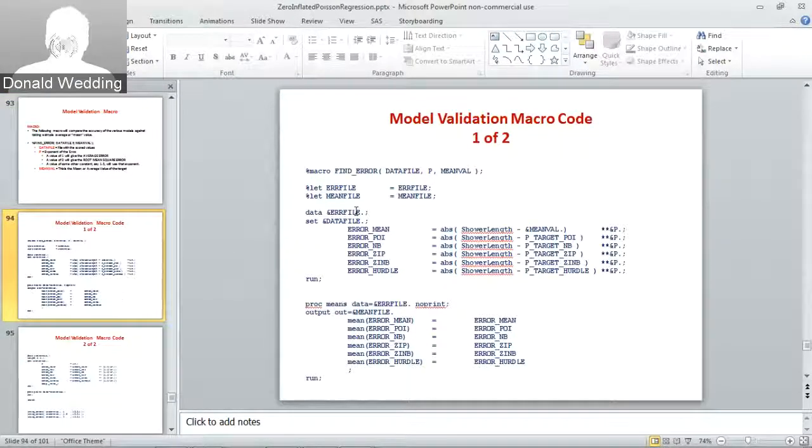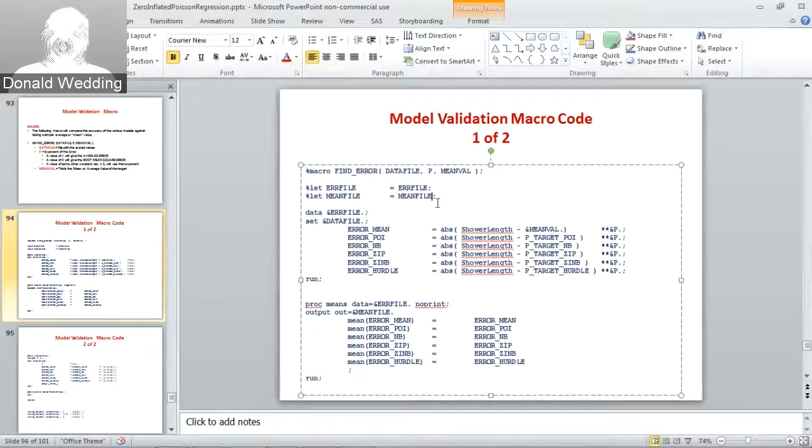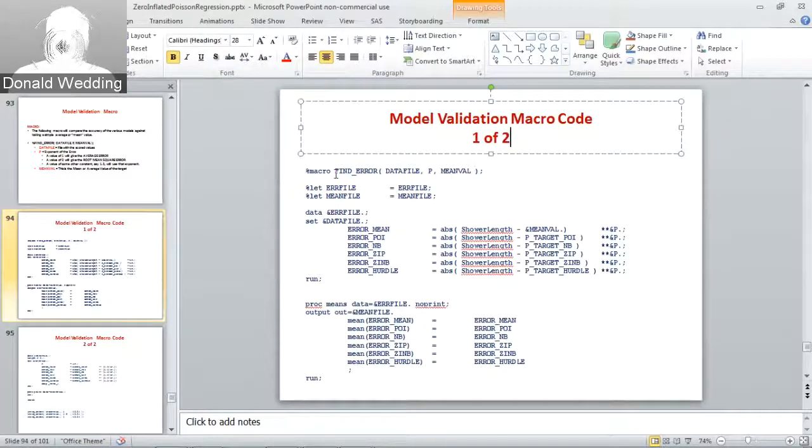Okay, well, here's what it is. I see what you're doing here. What I'm doing here is I wrote a macro. If you call this guy, it's just a function. It's basically a macro function here. It's called find error, and you're going to send it a data file, and you're going to send it, I don't know what P is. Let me see. So there's one and a half, and two, and I guess P exponents for the scoring. Right. Okay. And then the mean value, what's that? Mean value is nothing more than the average.